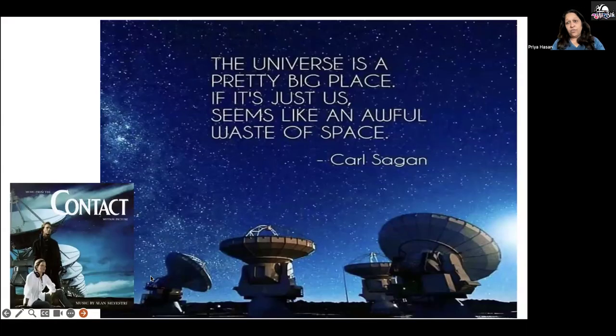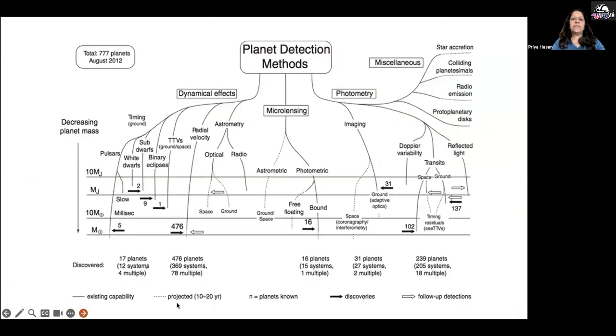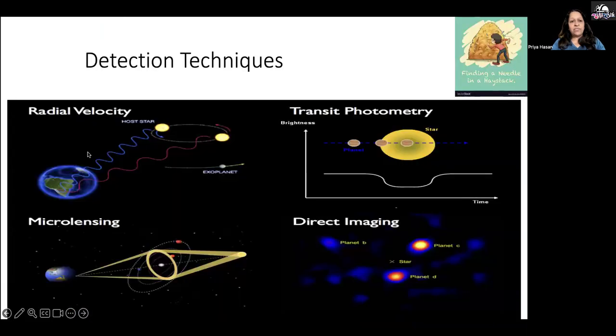Essentially, it's very difficult to look for exoplanets, but the good part was that there was persistence. People wanted to look for them because there's a very beautiful quote by Carl Sagan, which says, the universe is a pretty big place. If it's just us, seems like an awful waste of space. And therefore, there was a lot of drive in people to look for exoplanets. There are various methods used, and we are going to talk about some of them.